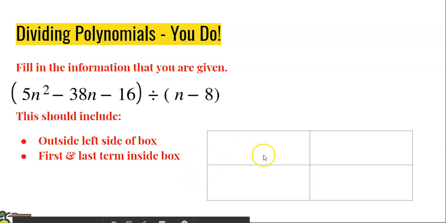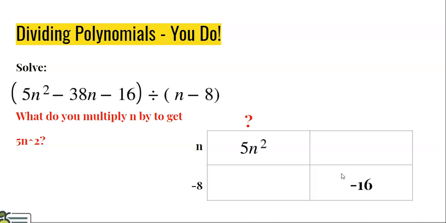We also know the first and last term that we can fill in, since the first and last term never change. So let's put that in. So here's my binomial, n minus 8. 5n squared won't change. The negative 16 won't change, so I can put those in.